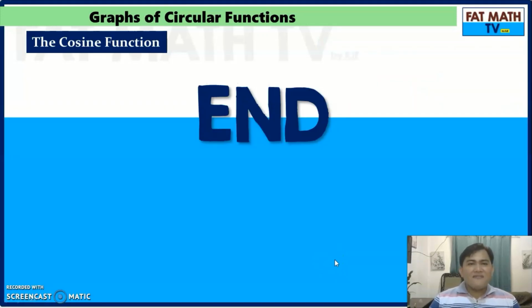Okay, so that's it for the cosine function. How fast? Okay, so after this, you will have a few items for the exercises as your practice so that you will master this topic.